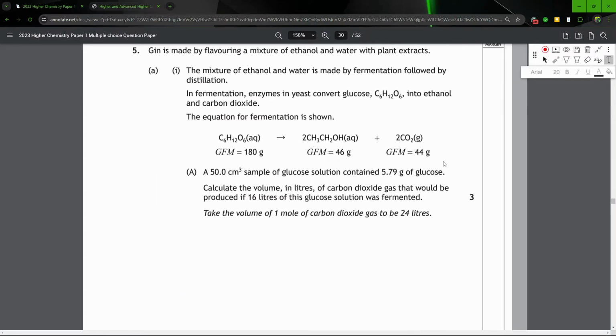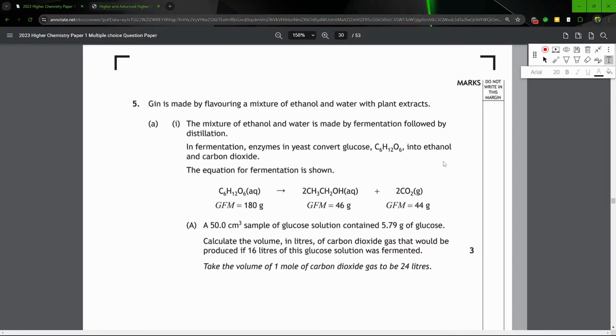Number 5, gin, everyone's favourite substance, is made by flavouring a mixture of ethanol and water with plant extracts. The mixture of ethanol and water is made by fermentation followed by distillation. In fermentation, enzymes and yeast convert glucose into ethanol and carbon dioxide. The equation for fermentation is shown.